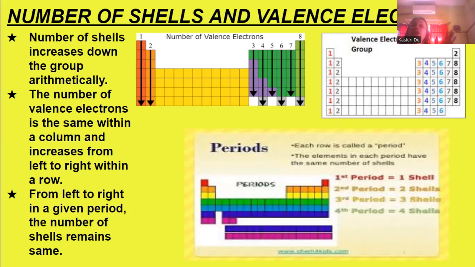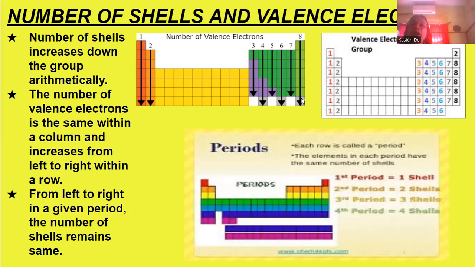But the valence electrons increase when we move from left to right, that is from group 1 to group 7 or group 8. When we are moving, we see that valence electrons increase in number. Clear? Within a row, that is within a period.